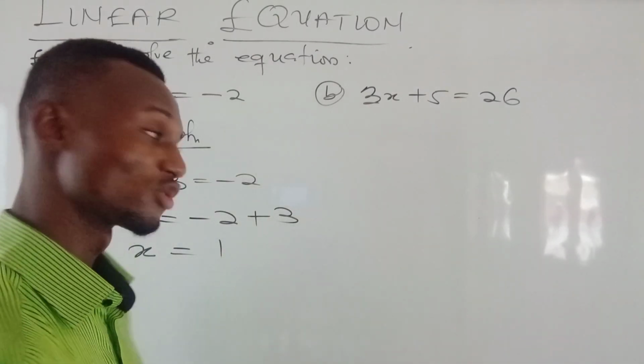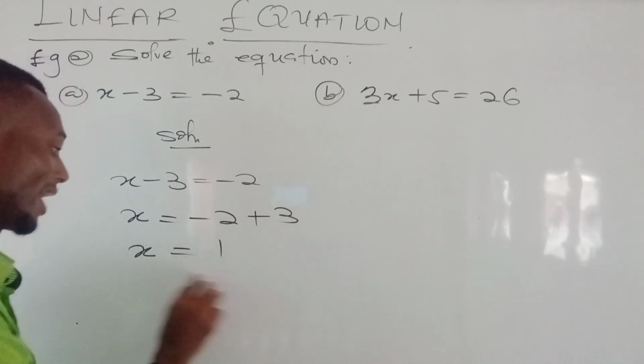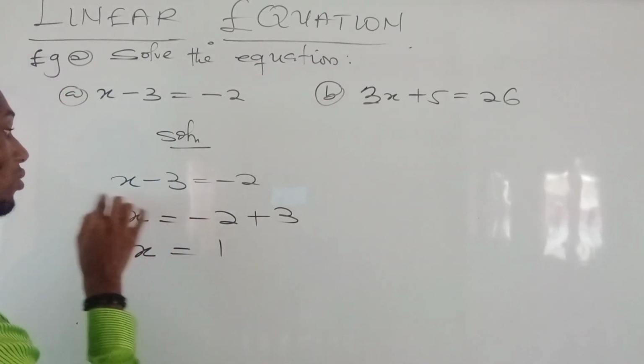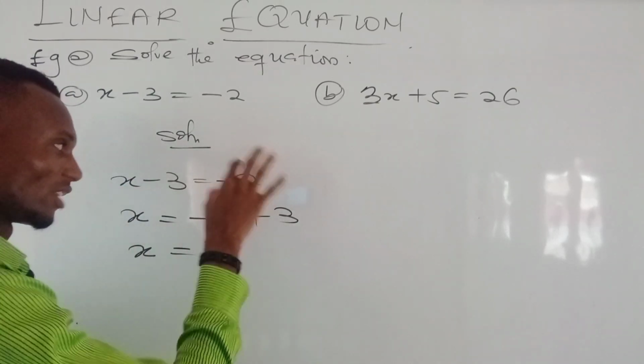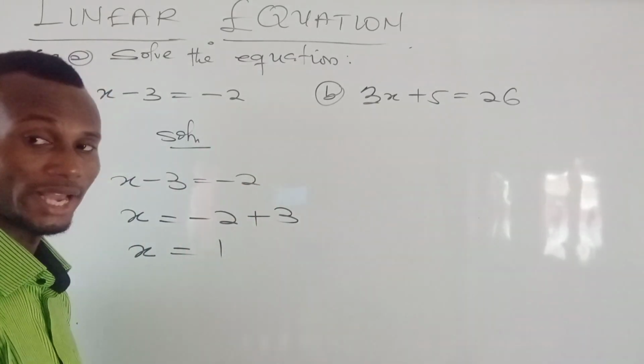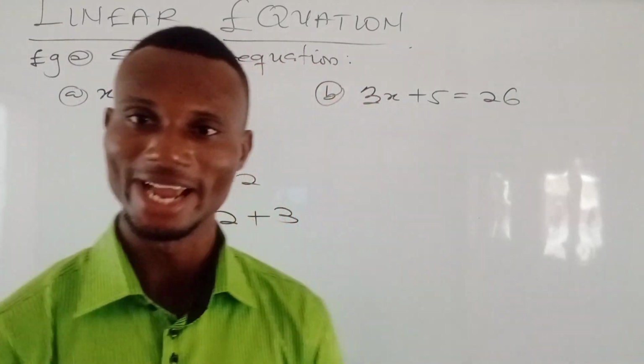So that's our answer. It means 1 is the value of s. So s is equal to what? 1, okay. So 1 satisfies the equation, so it means that when we put 1 here, it will give us negative 2, okay. And you can try that one to see. Now let's go ahead and tackle the b, okay.